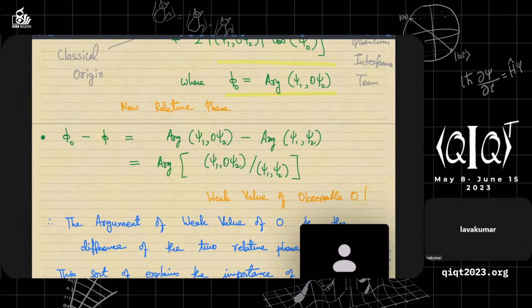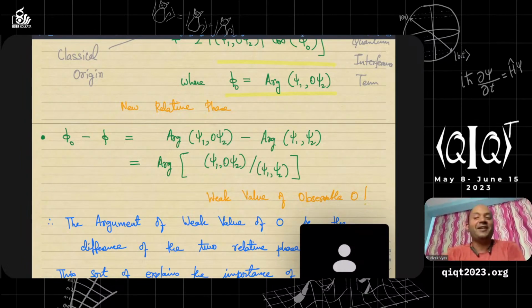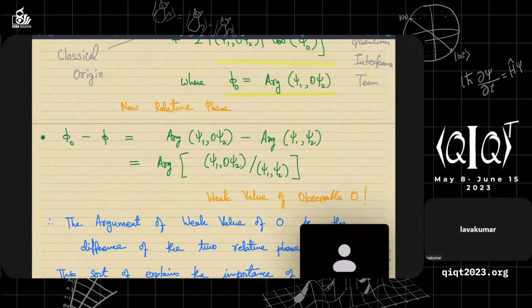So why is it called a weak value? I'm not an expert on these things, but you will find many articles on this. Or if there are any experts in the audience who want to answer why it is a weak value, anyone, please? I don't know. I only know that this object is called the weak value for some reason. Okay, thank you.